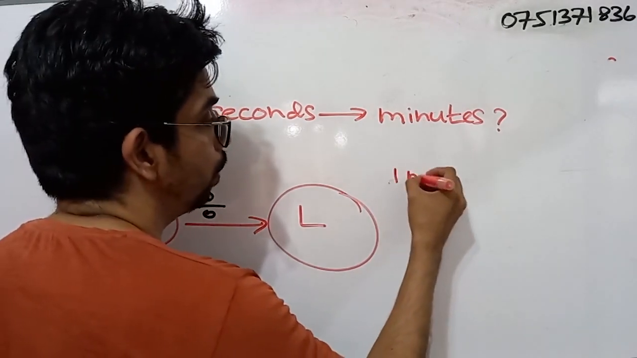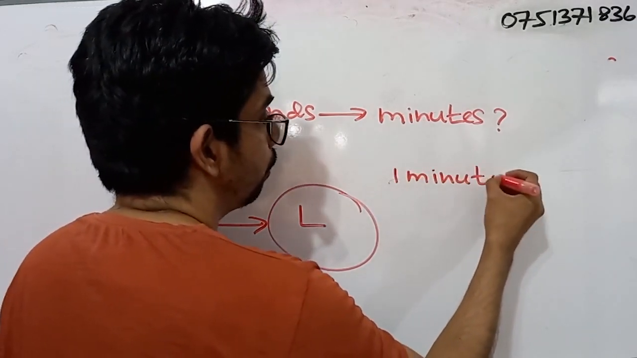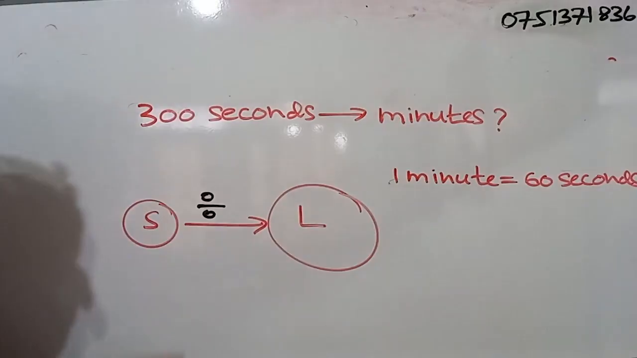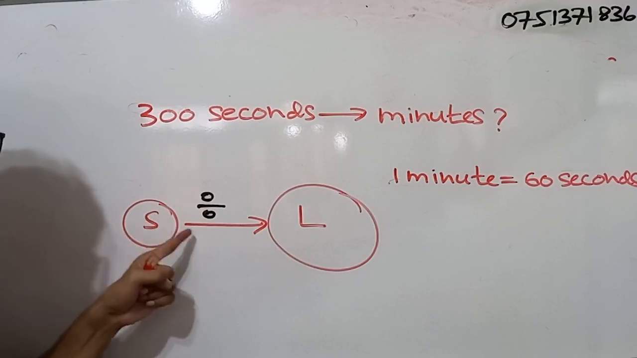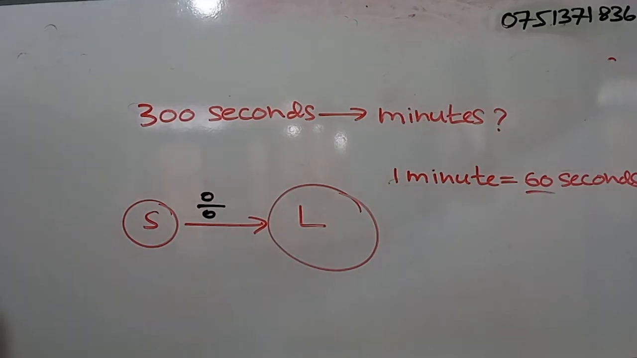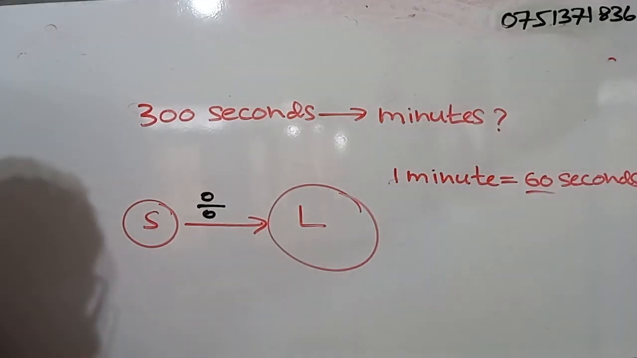Right. So we know, just as before, 1 minute, that is equal to what? 60 seconds. So we know what to do, which is divide. Divide by what amount? 60. Divide by 60. Right? Divide by 60. Then shall we do the calculation?